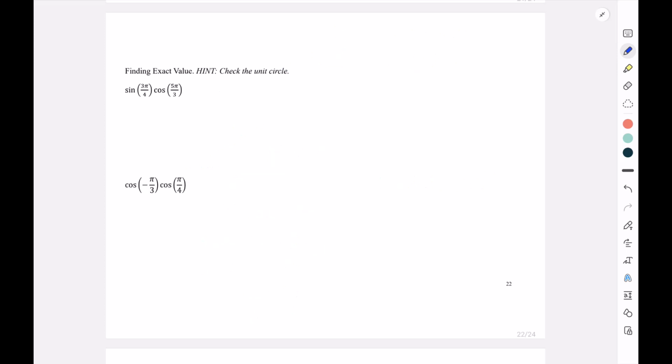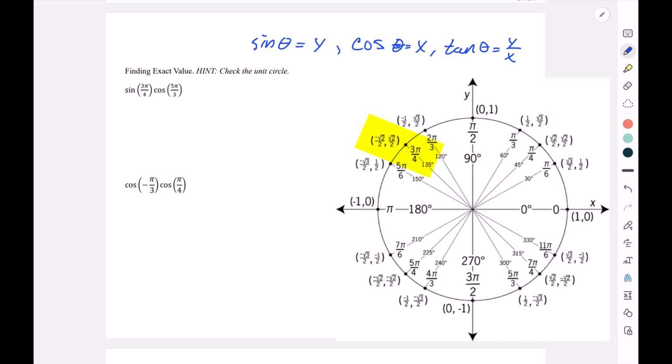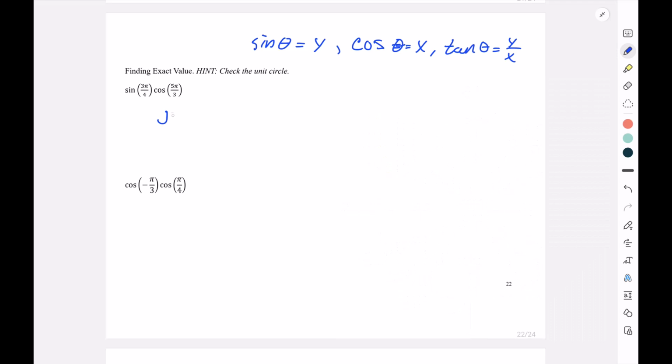So next we want to find the exact values, and typically I would recommend using your unit circle. We're going to look at trying to find the x and the y values, and then we're going to multiply those together. If you remember that sine of theta is equal to the y value, cosine of theta is equal to the x value, and tangent of theta is equal to y over x. So if we have sine of 3 pi over 4, if we look at the unit circle, we can see that 3 pi over 4 is 135 degrees, and we want the y value, and so we will get square root 2 over 2.